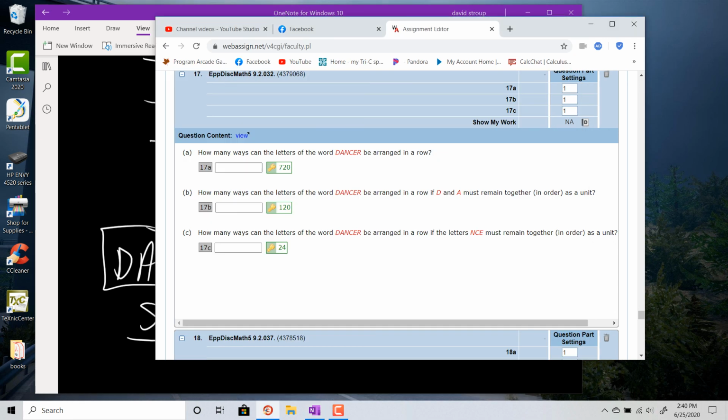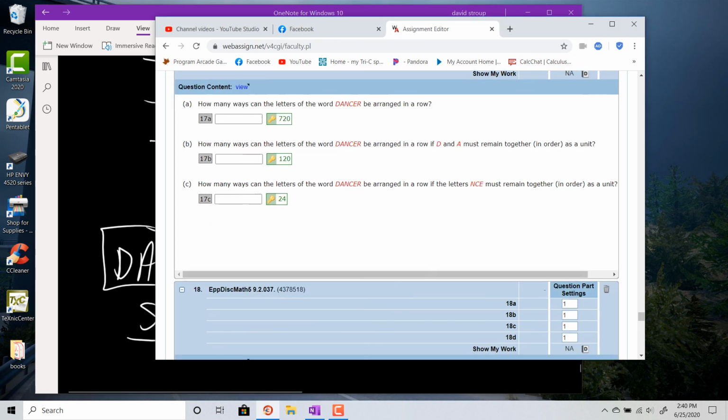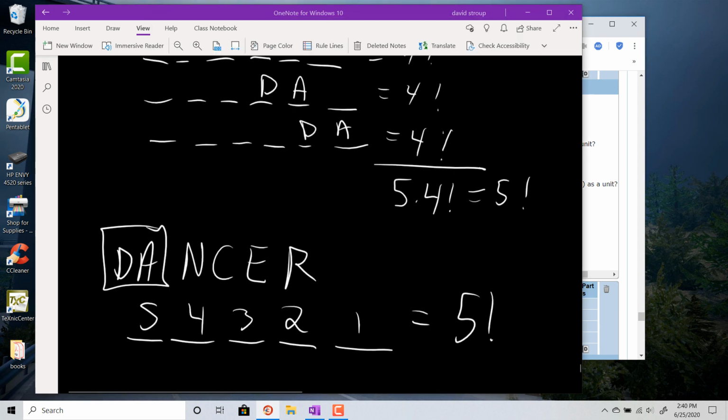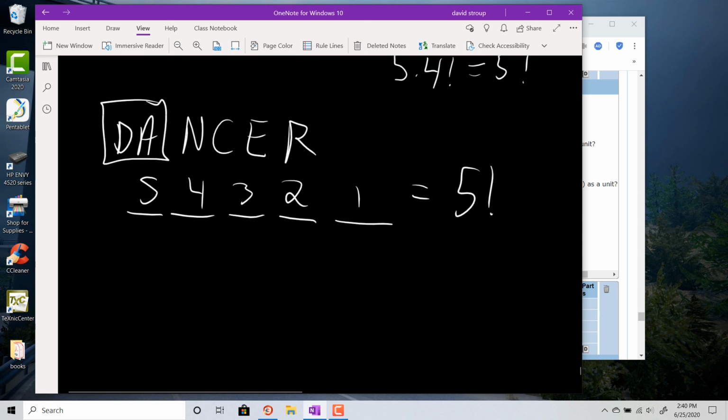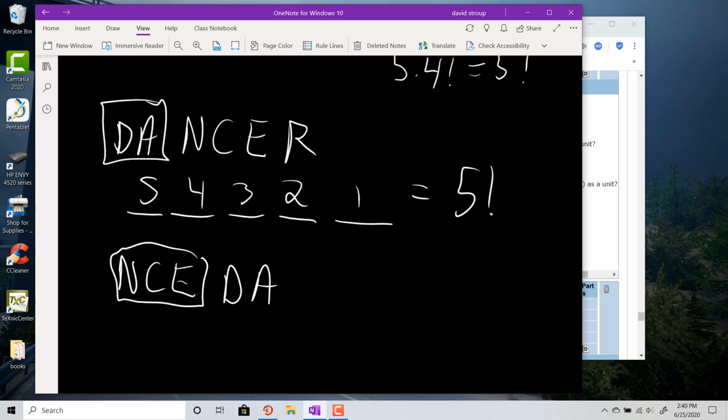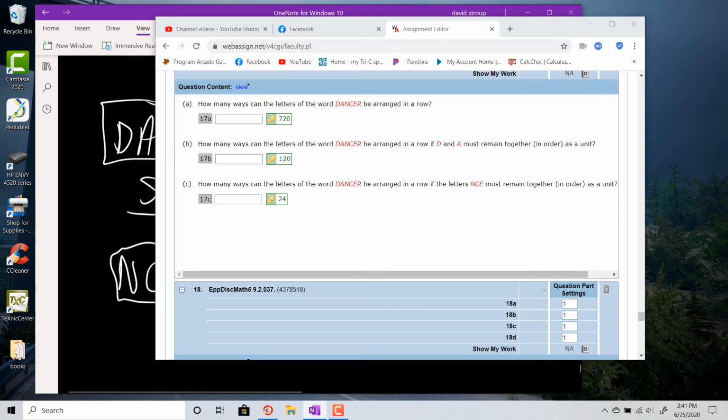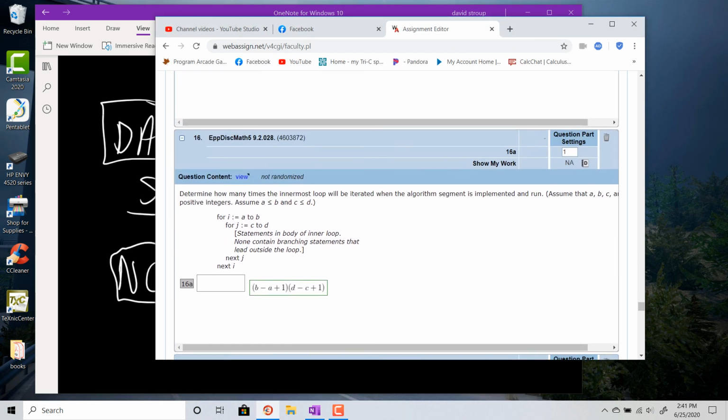How many ways can the letters of the word dancer be arranged if NCE must stay together? Okay, so you can play that same game. NCE, consider that as one letter. And then you have D, A, and R. So that should be 4 factorial. 4 times 3 is 12, times 2 is 24, and that's the answer.